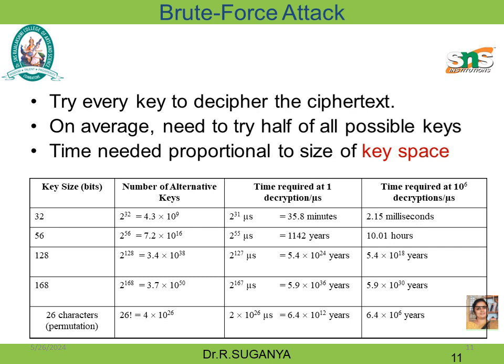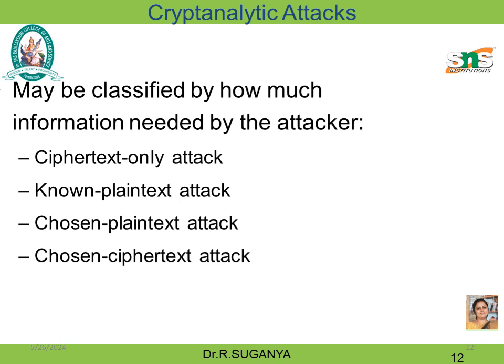Here, for a 32-bit key size, there is a number of alternative keys, and the time required at 1 decryption per second and at 10 to the power 6 decryptions per second is given. Similarly for key sizes of 56, 128 and 168 bits, the number of alternative keys and the time required at 1 decryption per second are given.